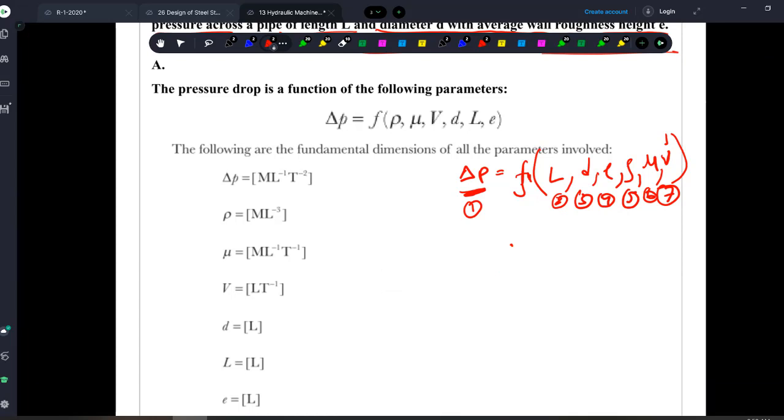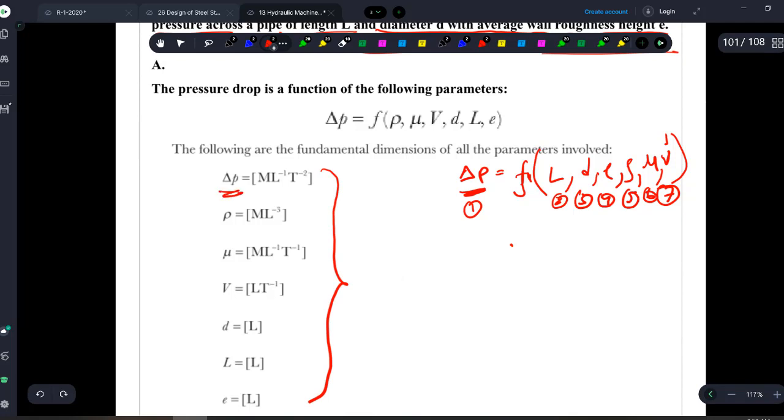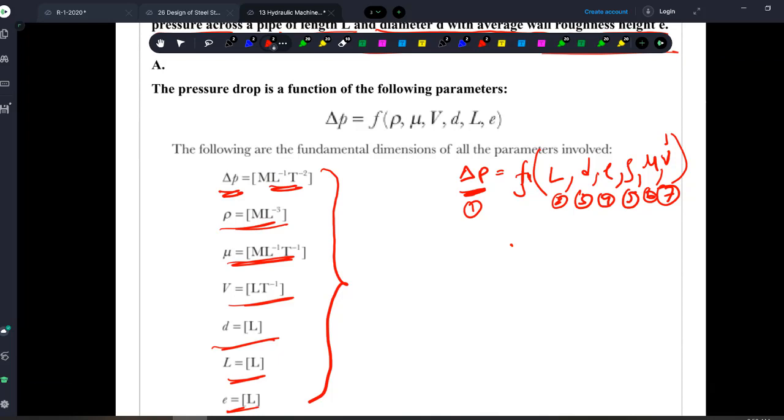For example, you have to write the dimensions of all your terms. Pressure drop, which is nothing but pressure: M L^-1 T^-2, you know very well, force divided by area. Density: M L^-3. Mu: M L^-1 T^-1. V: L T^-1. D is L. L is L. Roughness height दिया है, so height is also measured in meters, so L.